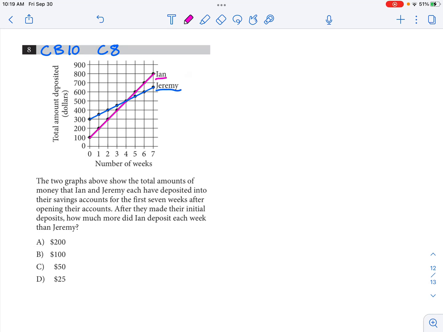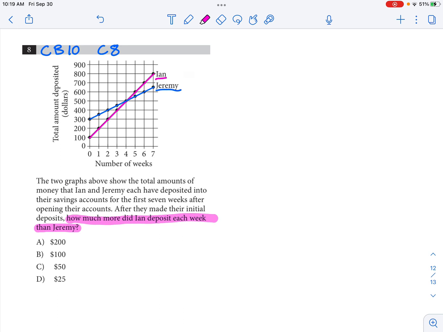College Board 10, Calculator Allowed number 8. Yet again, we have a linear modeling problem. The idea here is we have Ian, who's depositing money in his bank account every single week, and we also have Jeremy, who's depositing money in his bank account every single week. And we are asked, how much more did Ian deposit each week than Jeremy?